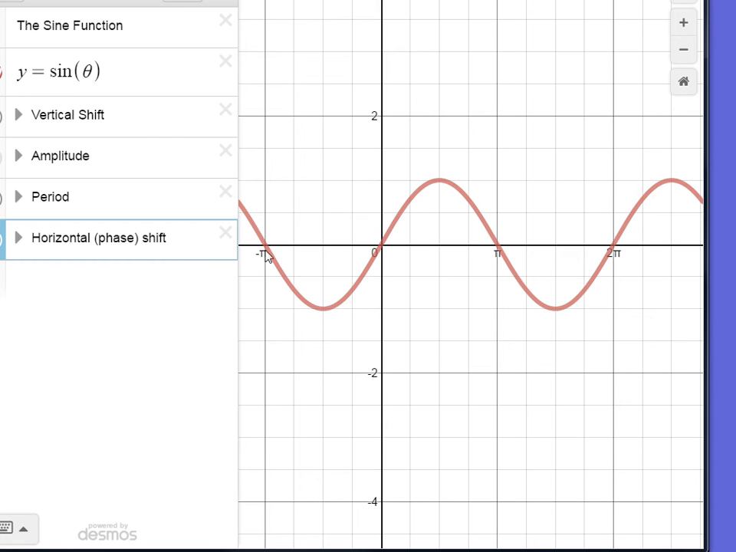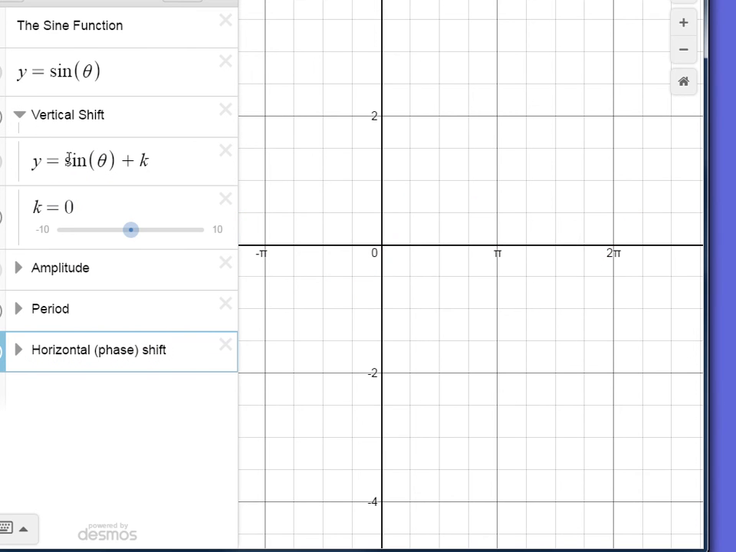We can see right now that this red line is the graph of a sine function. I just put in y equals sine of theta. And what we're going to do is try some different things. One thing we'll try is to vertically shift the sine function. We'll move it up and down. Let's go ahead and turn off this red line and take a look at what it takes to move a sine wave up and down.